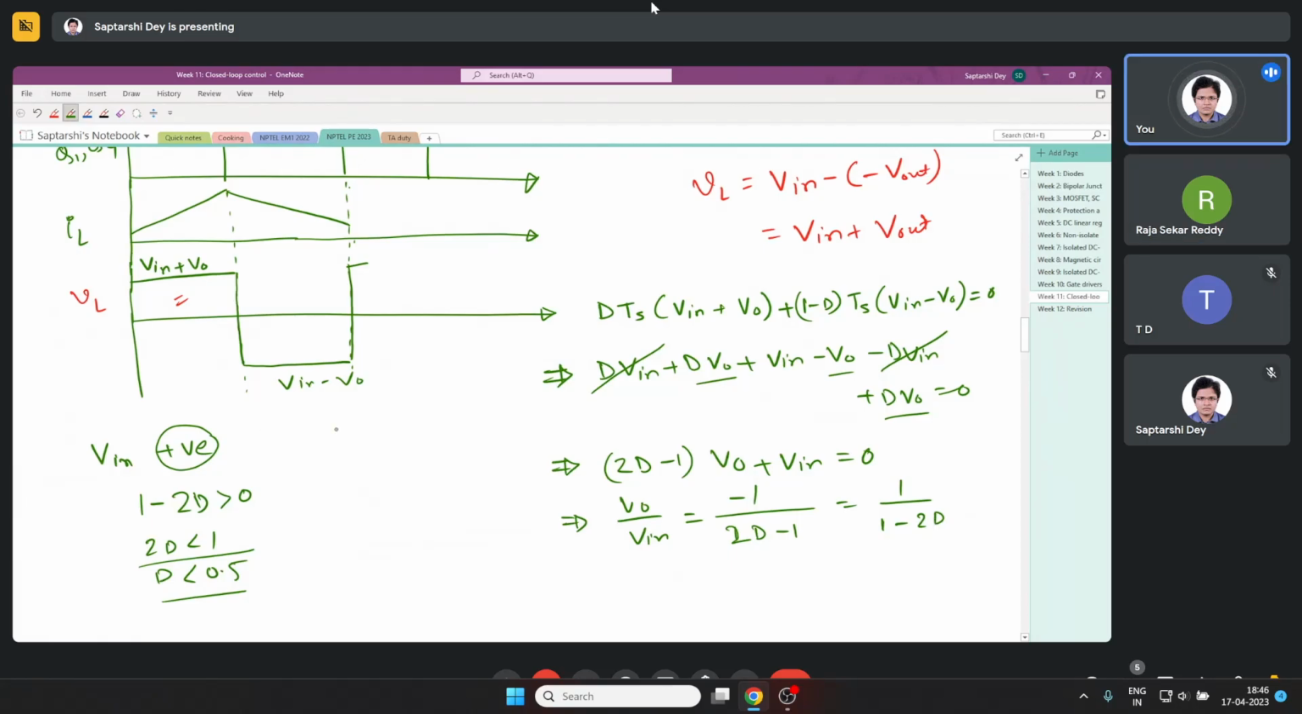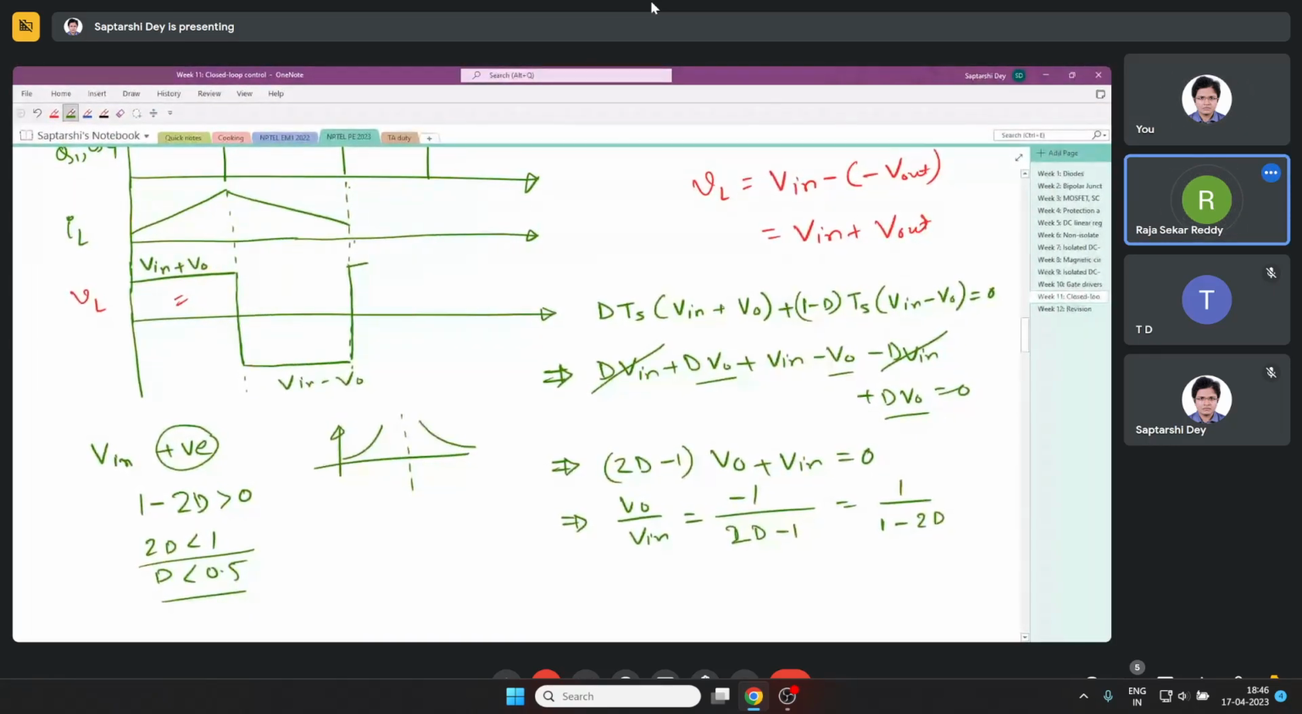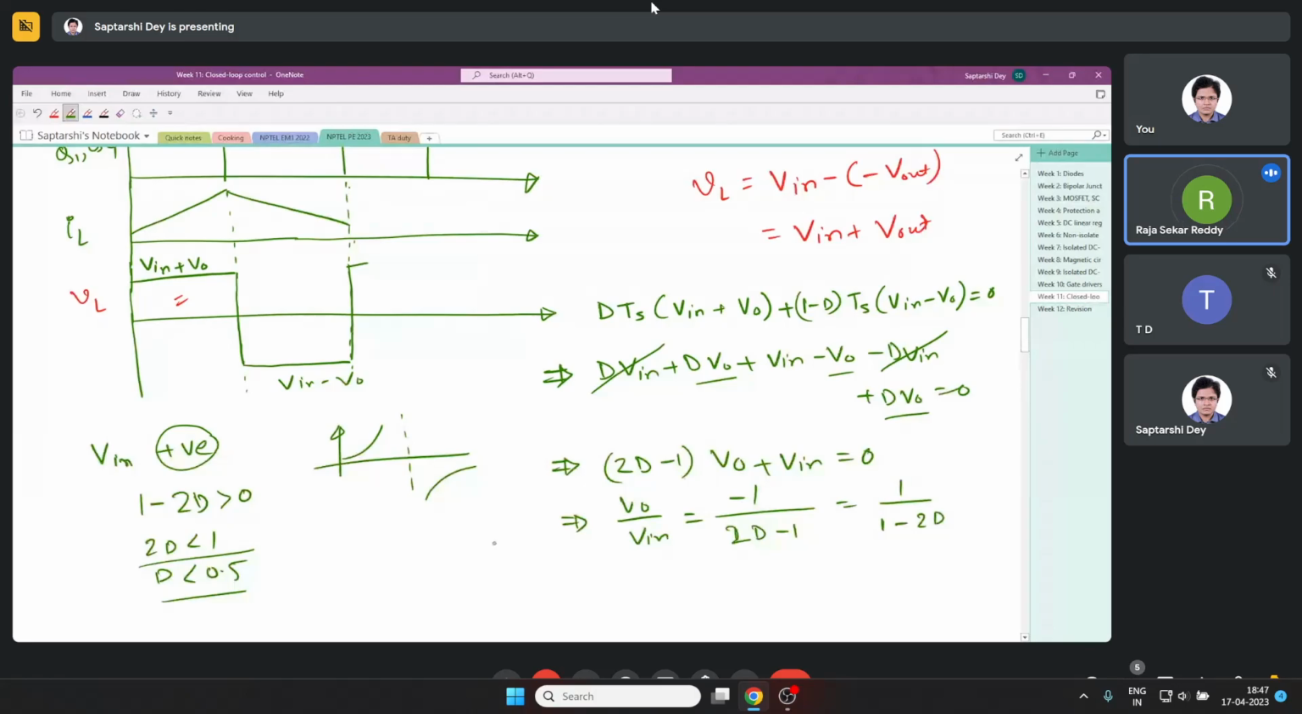So maybe it will look something like this. If you put D equal to 1, it becomes negative, I think. True, true. So I should draw it like this, right?